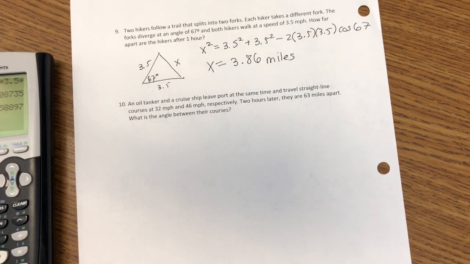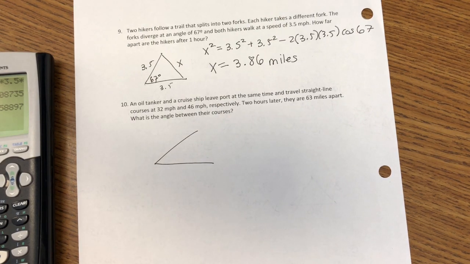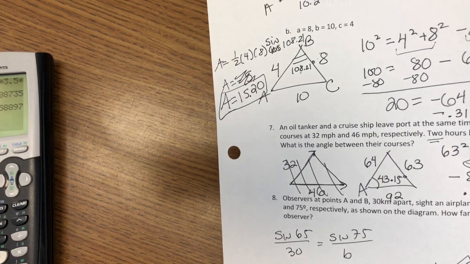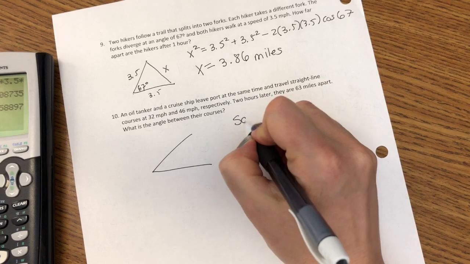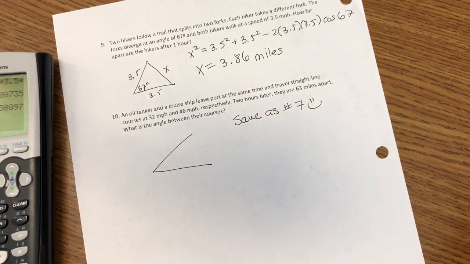An oil tanker and a cruise ship leave at the same time and travel in straight lines. Hey, is this the same? 2 hours. Hey, it's the same as 7. Yay, one less problem to do. You are done the review.